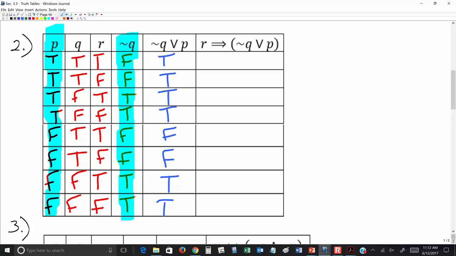And then on the last column, we have R implies not Q or P. For that one, we will focus on the R column and then the not Q or P column. The only time this last column is going to be false is if the first statement, R, is true, and at the same time the second statement is false. I think that only occurs one time right there. The rest of them should all be true.